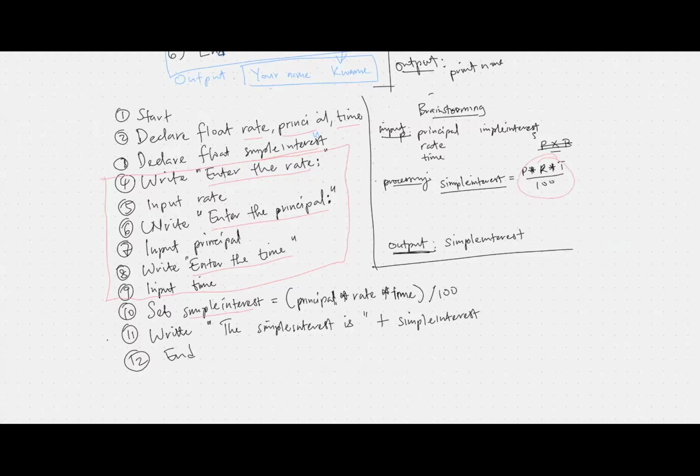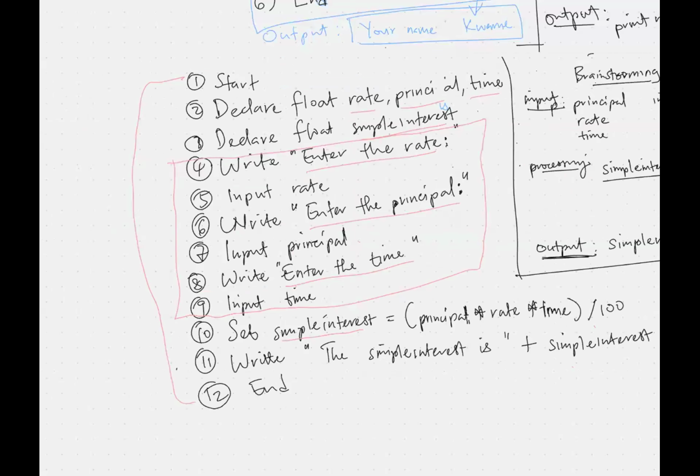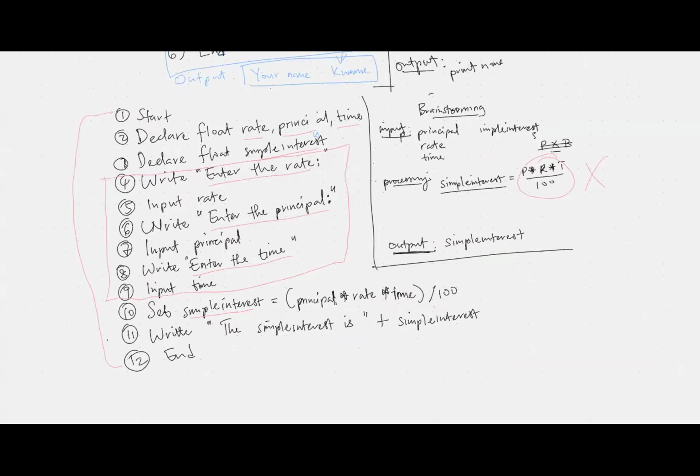Okay. Then we output the statement, the simple interest is, then quote plus simple interest. So this one will cause the number to follow the sentence. And then you end the program. Because there's a start, there's always an end. Is it understood by everybody? Yes, sir. Okay. Thank you very much. So let's quickly go to the other part of the presentation, and then we'll take it from there.